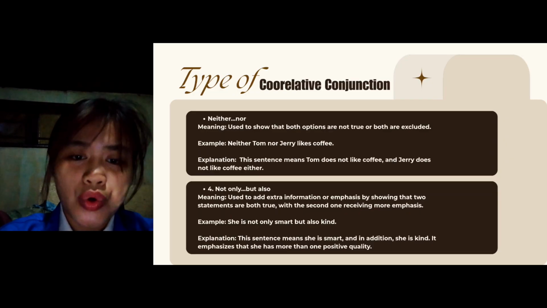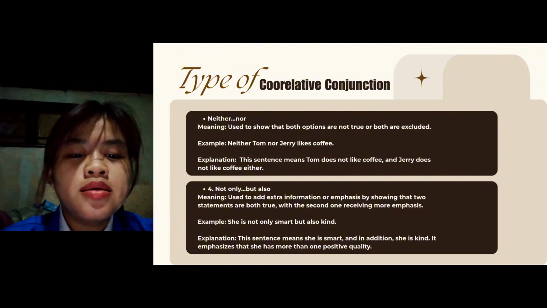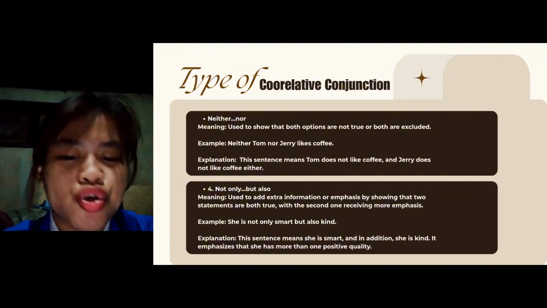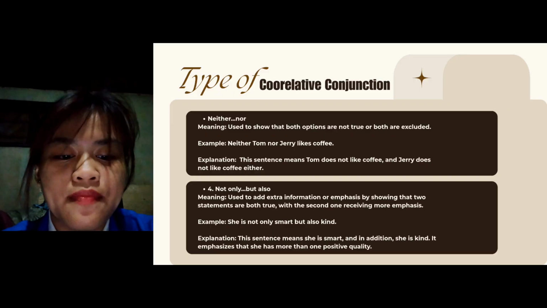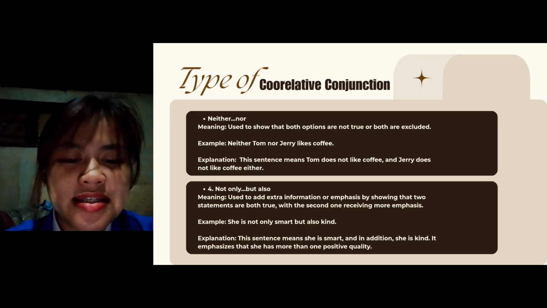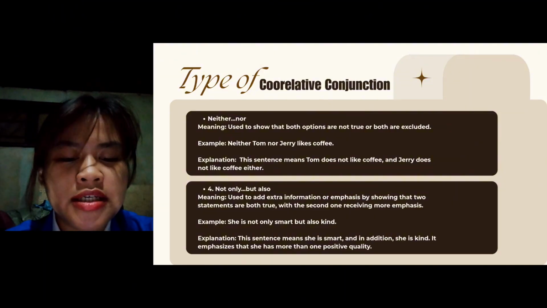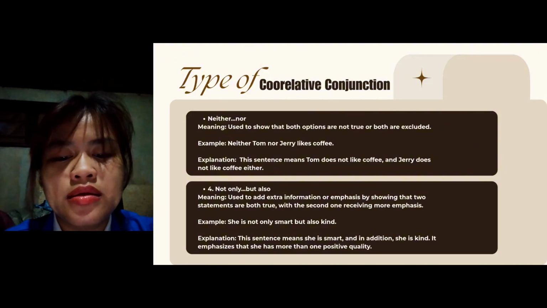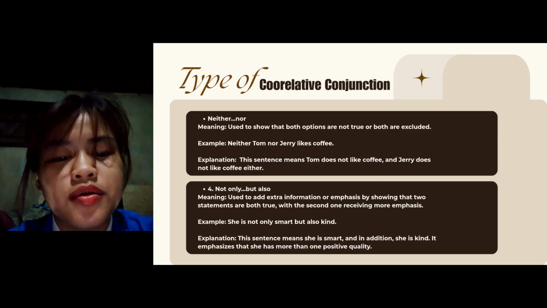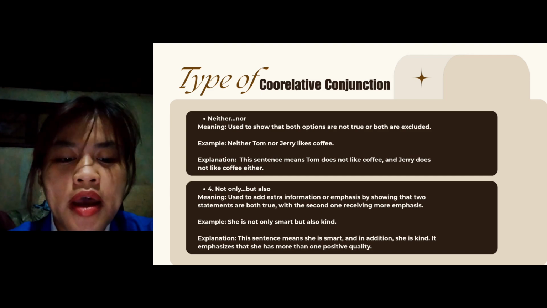Neither nor means used to show that both options are not true or both are excluded. For example, neither Tom nor Jerry likes coffee. Explanation: this sentence means Tom does not like coffee and Jerry does not like coffee either.